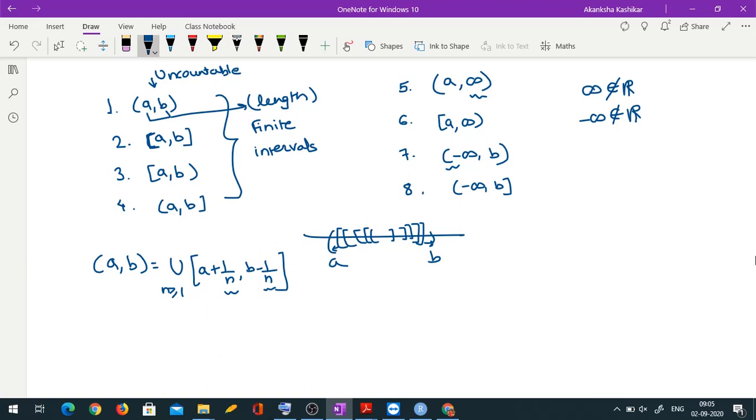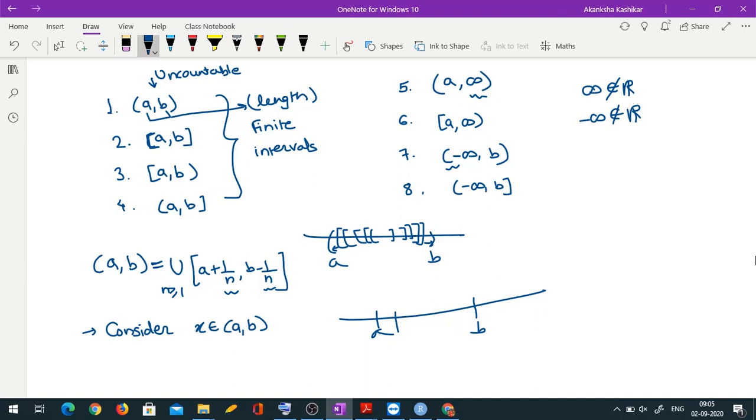How do I prove this? If I want to prove two sets are equal, I have to actually prove that they both are subsets of each other. So if I take x in AB, I have to prove it is in here. It is in this union. And if I take some set from union, I have to prove it is in AB. So consider x belonging to AB. Now x is in AB means x is somewhere here.